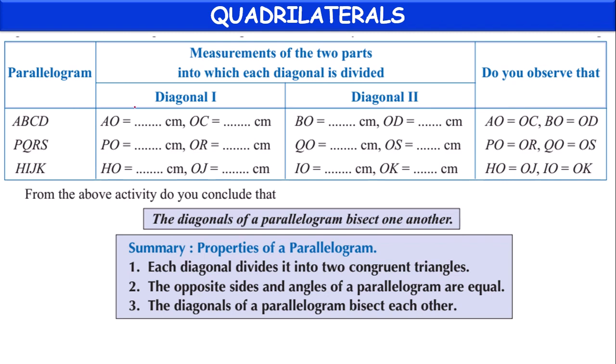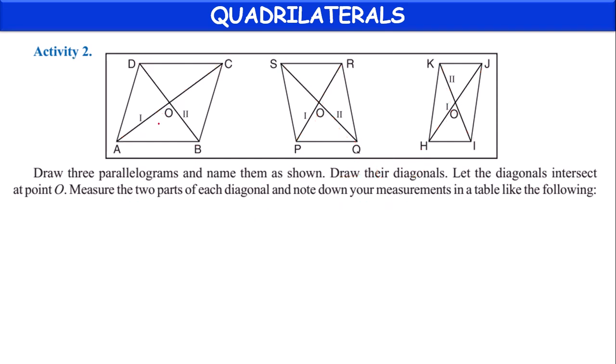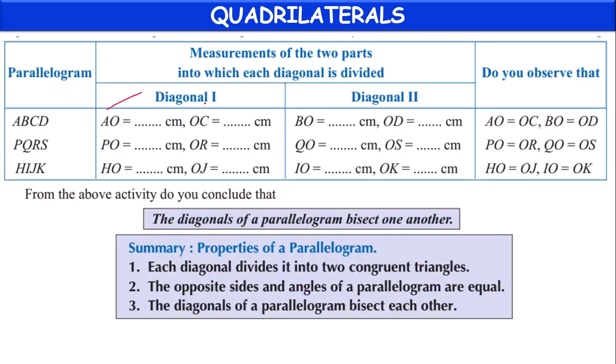And one more thing, let the diagonals intersect at O. All diagonals intersect at O. Now we have to measure in the first diagonal, OD how much, OB how much, OA how much, OC how much. OA, OC, OB, OD, we have to measure. If we measure, we observe that AO equals OC, BO equals OD, PO equals OR, QO equals OS, HO equals OJ, IO equals OK.